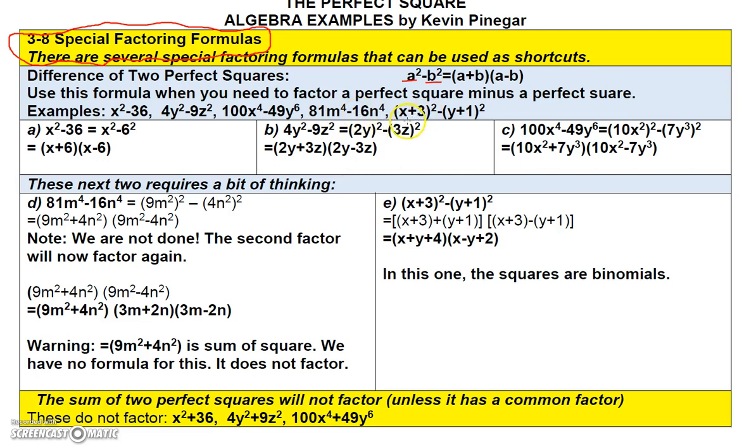And even this one, (x plus 3) squared minus (y plus 1) squared, well, that would just be the (x plus 3) squared minus the (y plus 1) squared. That one's a little bit odd, and we'll look at that in a minute.